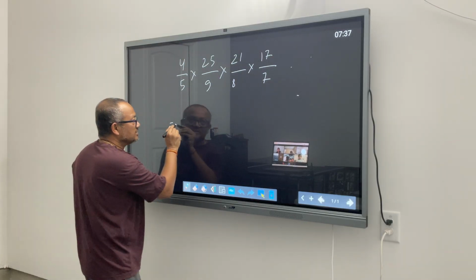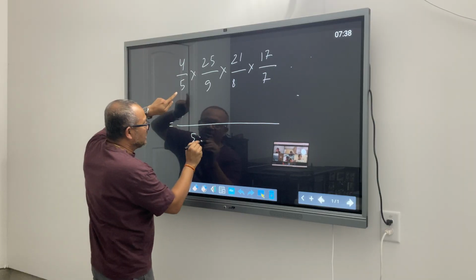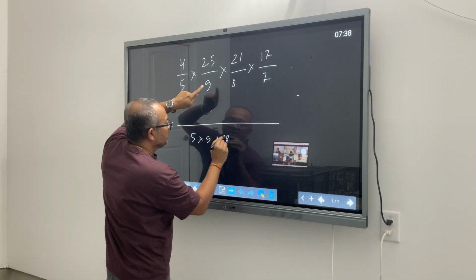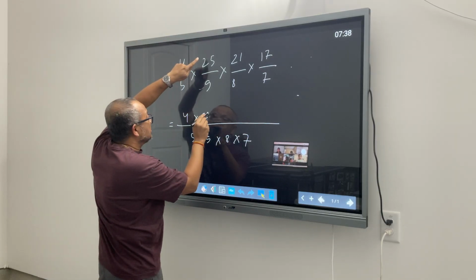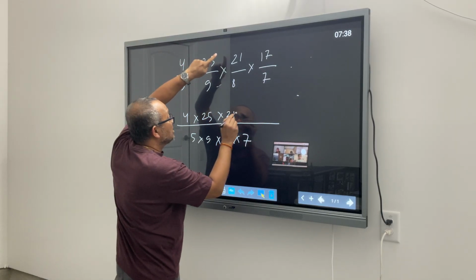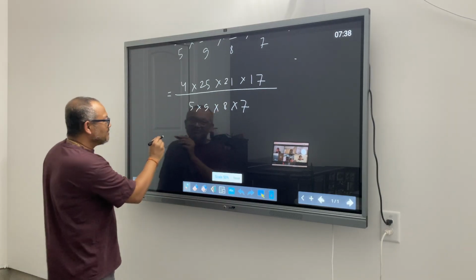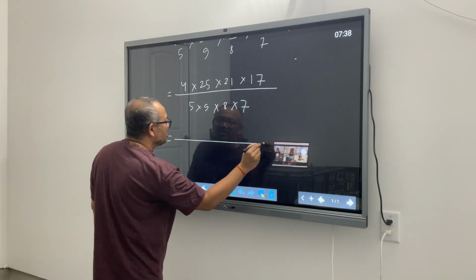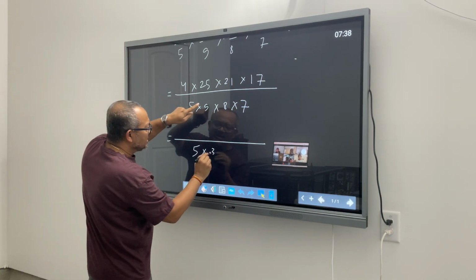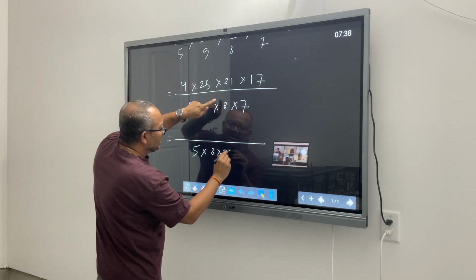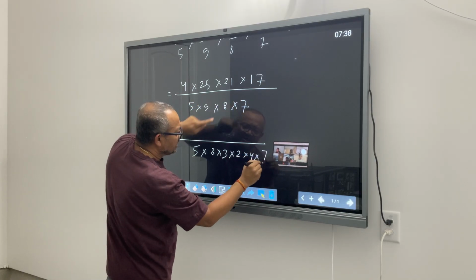What I will do first is everything on the first floor goes together. So 5 into 9 into 8 into 7. Here 4 into 25 into 21 into 17. Okay. Now let's try breaking the bigger numbers into smaller numbers. 9 I can write as 3 into 3. 8 I can write as 2 into 4, let's say. 7 I cannot break, I will write as 7.